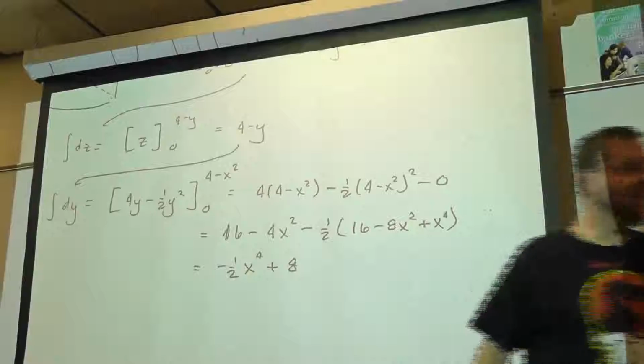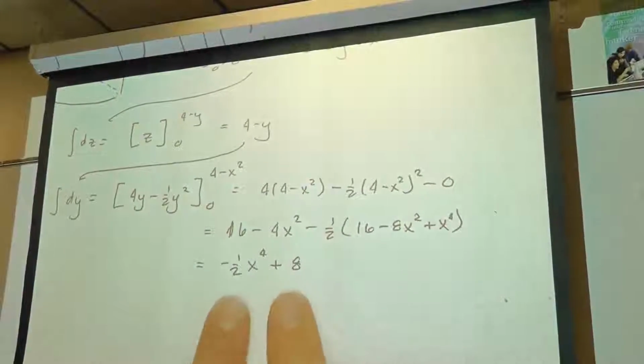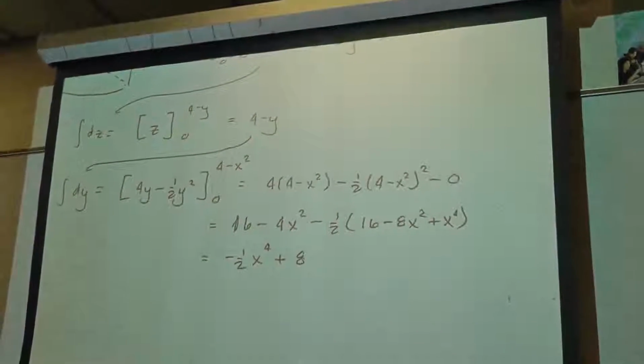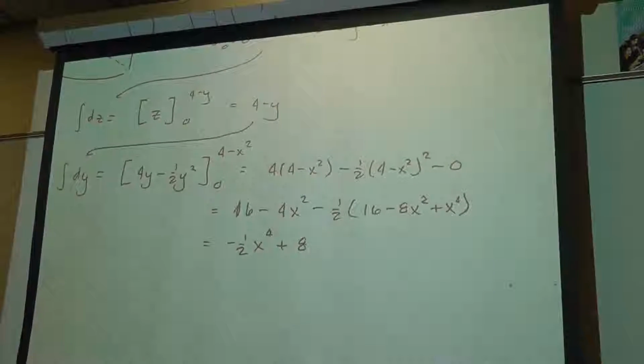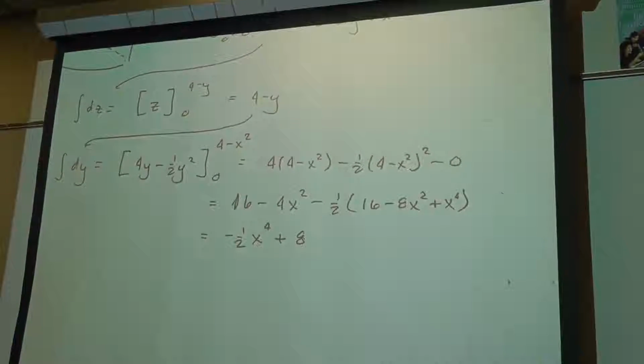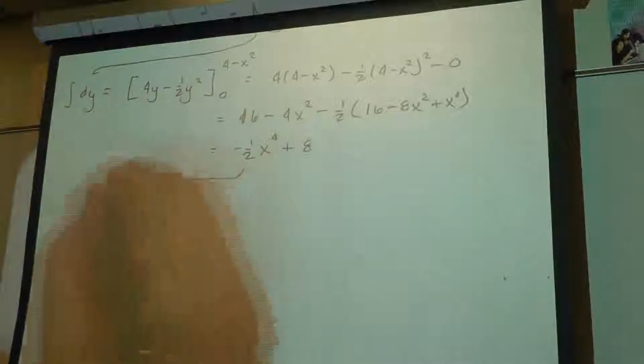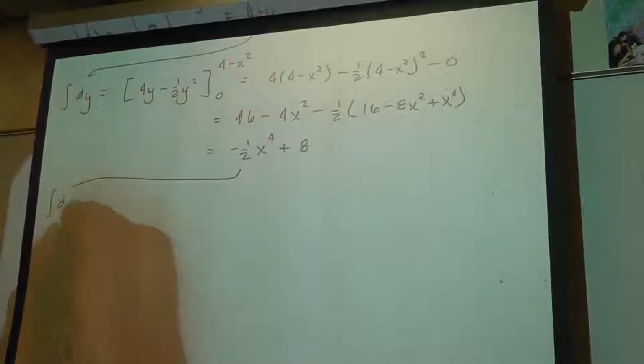And x's limits were negative 2 to 2. Even function, symmetric interval, what you want to do? You have no idea what I'm talking about, do you? Even function, if you do, symmetric interval, that means 0 to 2, double the value. But if not, it's okay.